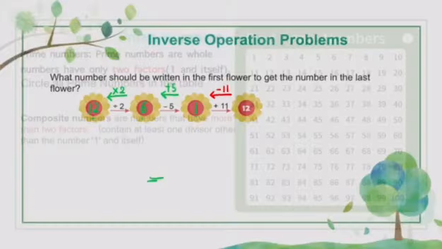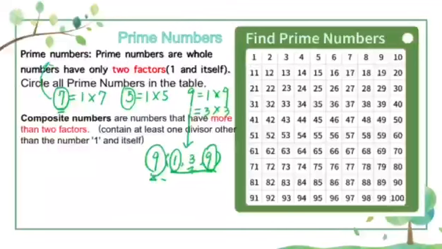We call 9 a composite number. Composite number means it contains at least 1 divisor other than 1 and itself, like 3. Okay, so today your aim is to find the prime numbers from 1 to 100.